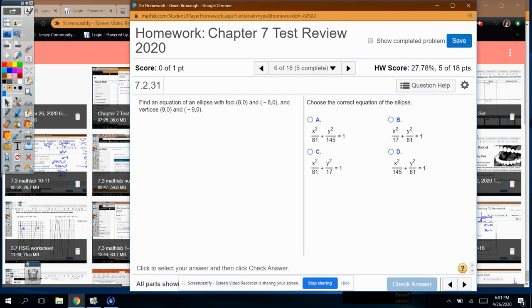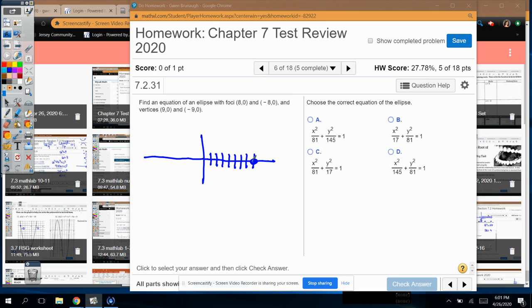Okay, here we go. We're going to talk about ellipses now. They give us some information, so a little sketch will help you. They tell you that the foci are at 8, 0 and negative 8, 0, and that the vertices are at 9 and negative 9.